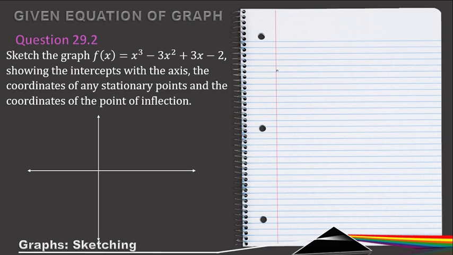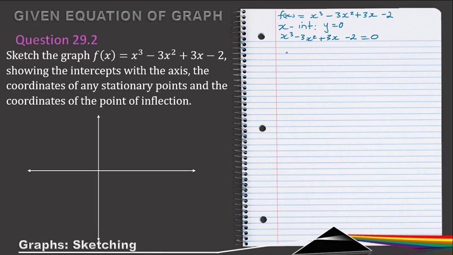Right, so now for question 29.2, we need to sketch f(x) equal to x cubed minus 3x squared plus 3x minus 2. And the first thing we need to find is the x-intercepts. So that's where y equals 0. So I'm going to say x to the power 3 minus 3x squared plus 3x minus 2 equal to 0.